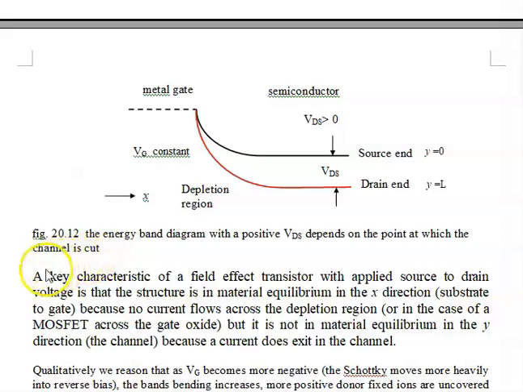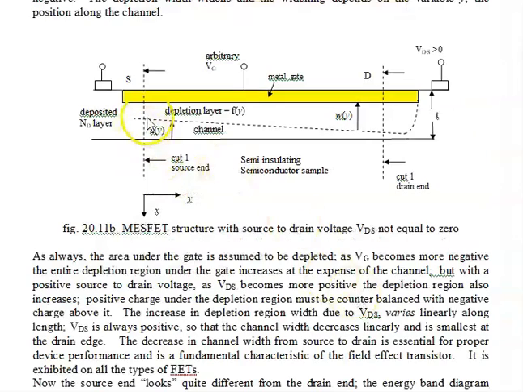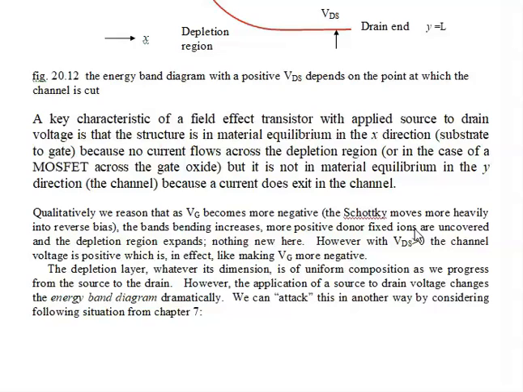And I wrote this in somewhat larger font because the key takeaway from all of this, when I apply a source to drain voltage, is that the field effect transistor no longer has a horizontal depletion width demarcation. It has a depletion width demarcation, this dotted line, which changes as a function of y.